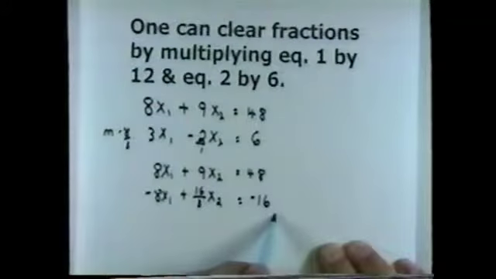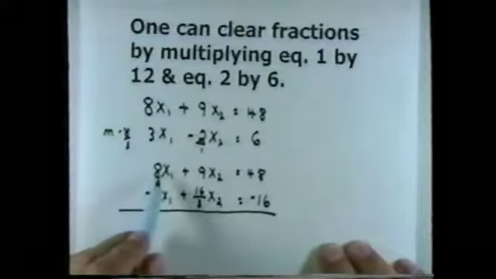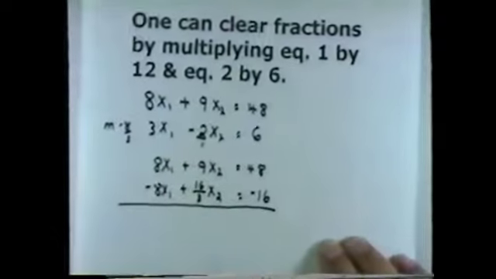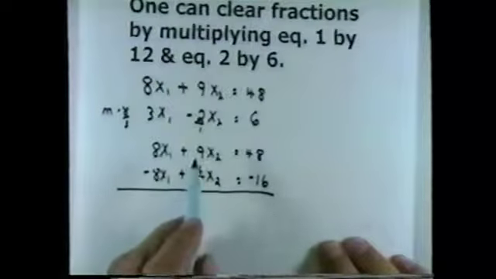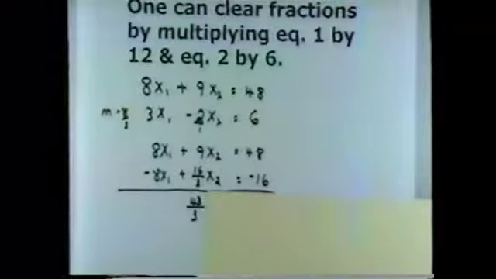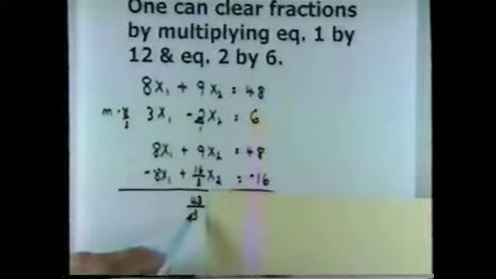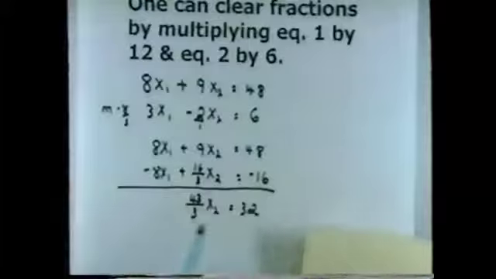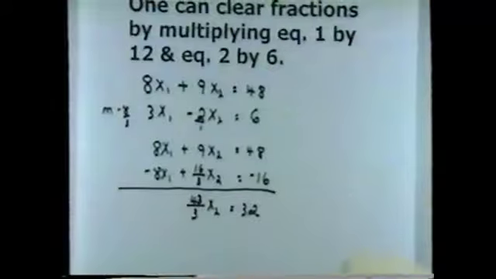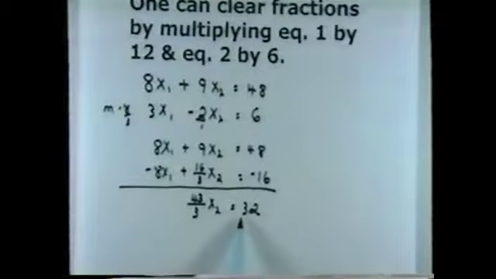Now I can add the rows. 8x1 plus a negative 8x1 is 0. Now 9 is the same as 27 thirds, so 27 thirds plus 16 thirds gives 43 thirds x2. And then 48 plus a negative 16 is 32. So we get 43 thirds x2 is equal to 32.